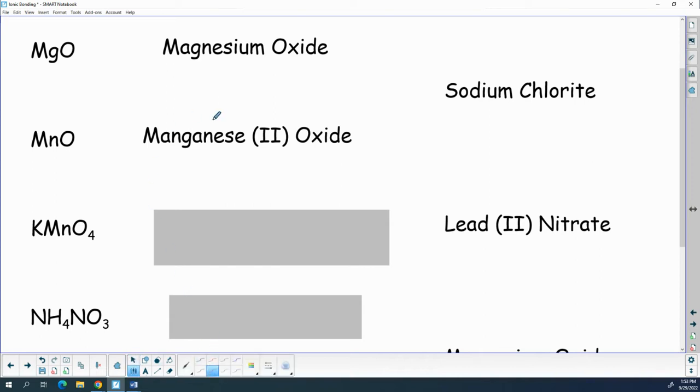And to give you an idea of why they put this in the formula, manganese can also have a +3 charge or a +4 charge and some other charges as well. Let's do the +3 version of this though. Manganese oxide with a +3 charge would look like this. And we would write this manganese 3 oxide. How would I figure out the charge from that?